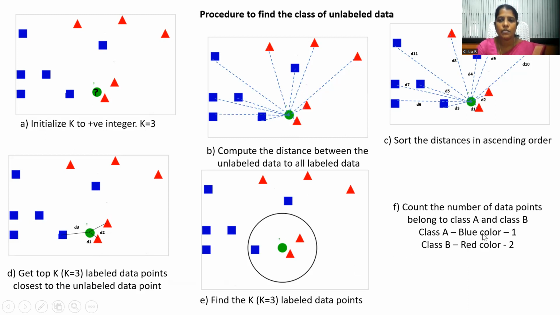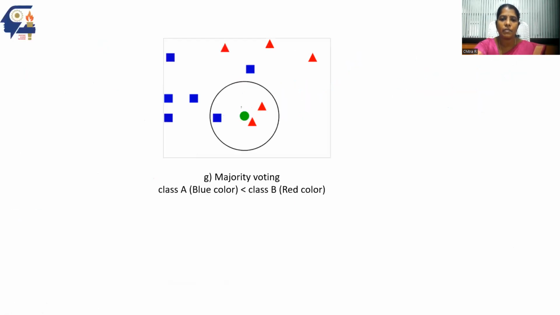Consider class A is the blue color and class B is the red color. So in our example, the majority is the red color. So our point belongs to the red color. Depending upon the value of k, it may vary.